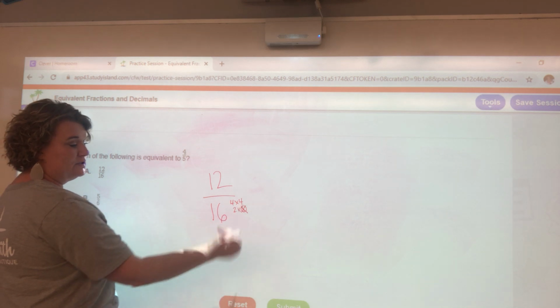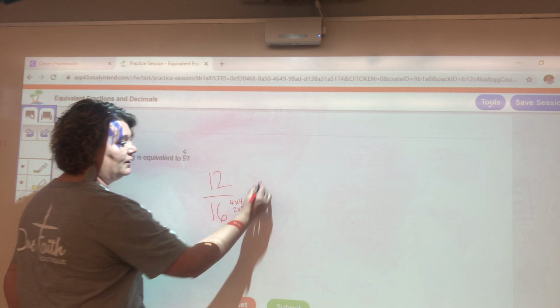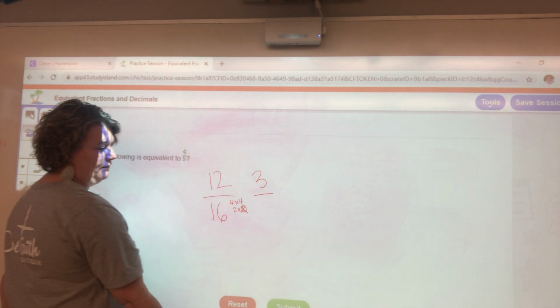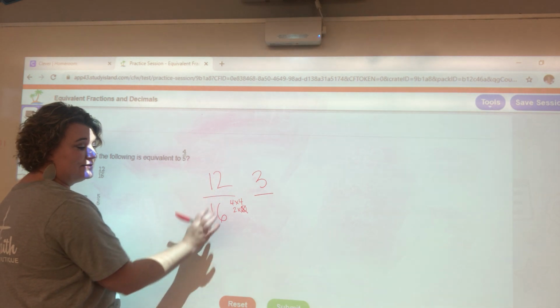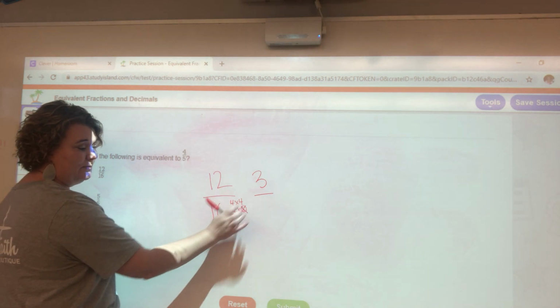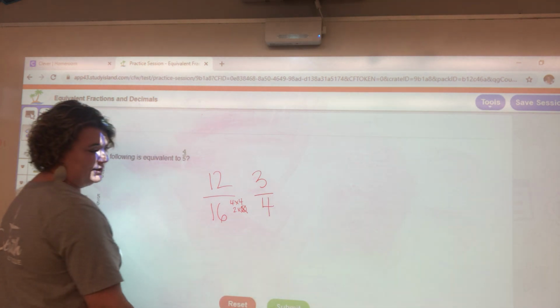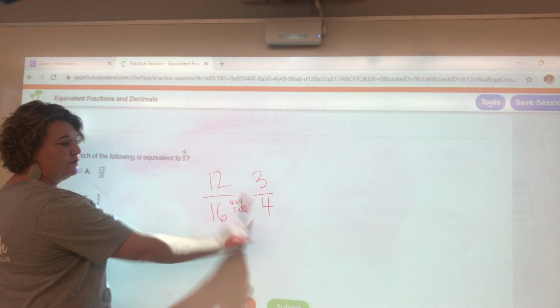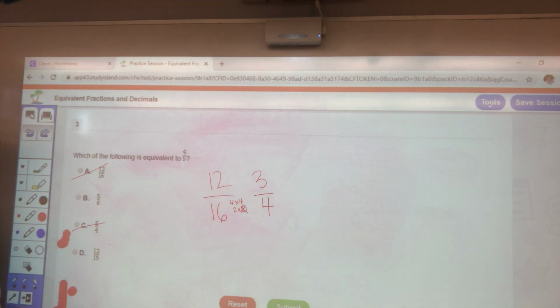My next biggest number is 4. Could 4 divide into 12? Well, 4 times what gets me 12? Oh, I know. 4 times 3 gets me 12. And I have to use that same number. So I'm dividing 4 into this, and I have to divide 4 into this. So how many times could 4 divide into that 16? 4 times 4 is 16. So is 3/4 the same as 4/5? It is not. So that cannot be the answer.